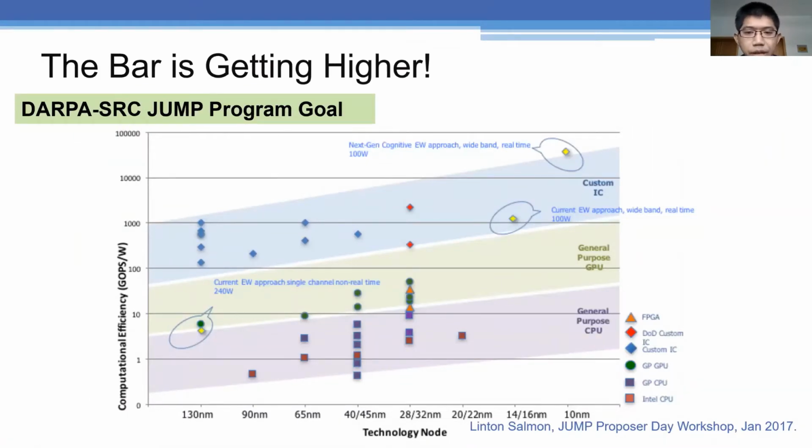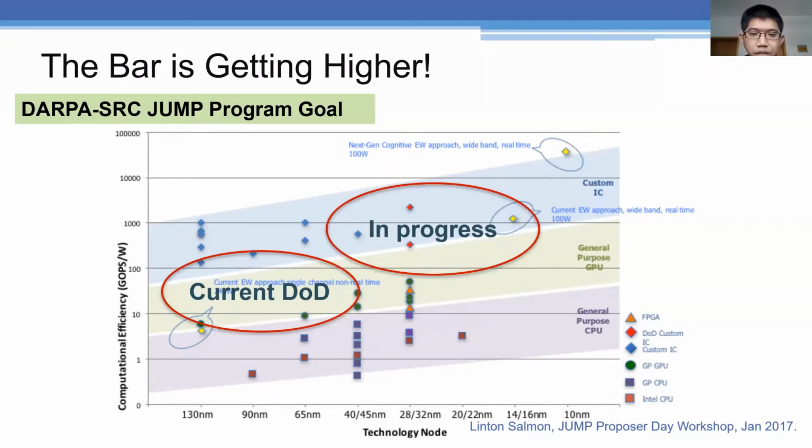And moreover, the future applications and system requirements have raised the bar even higher when considering the computational efficiency. Here I pick the DARPA and the DoD application as an example, as you see in the picture. The industry and academia researchers have taken efforts to improve the computational efficiency of the underlying infrastructure hardware in order to achieve better energy efficiency and to fulfill the requirement of electronic warfare for the future.